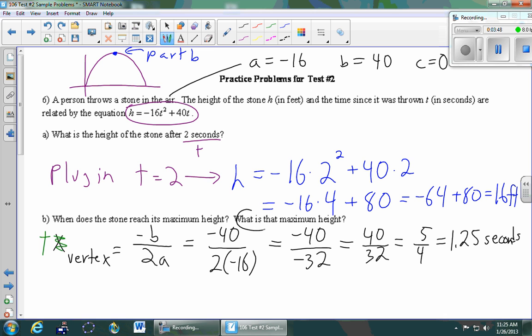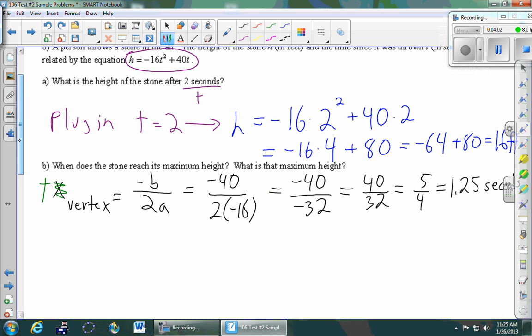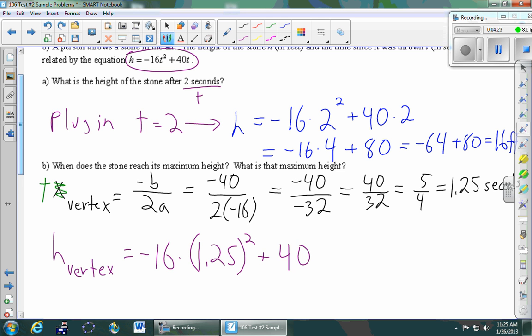We're also interested in knowing what is the maximum height. So in order to find the maximum height, we take our 1.25 seconds and plug it into our circled purple equation. That's the equation right there that tells us the height at any time. So to find the maximum height, or maybe I'll put a little subscript here, this is the height at the vertex is equal to, using that circled equation, negative 16 times t squared. But instead of t, it's 1.25. That's what we just found. That's squared. Plus, again, going to the top equation, 40, and now t is still 1.25.